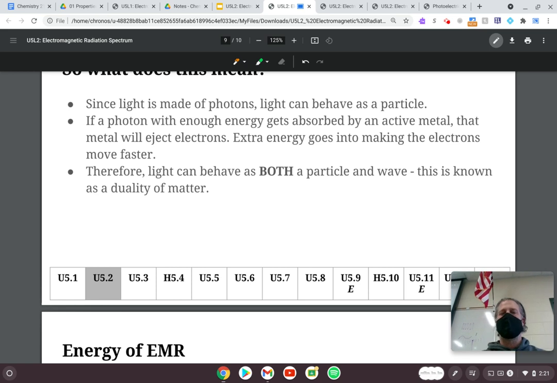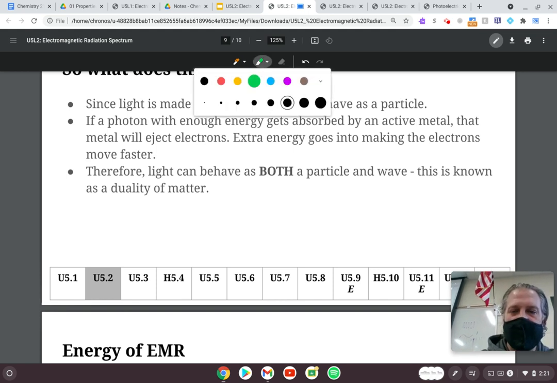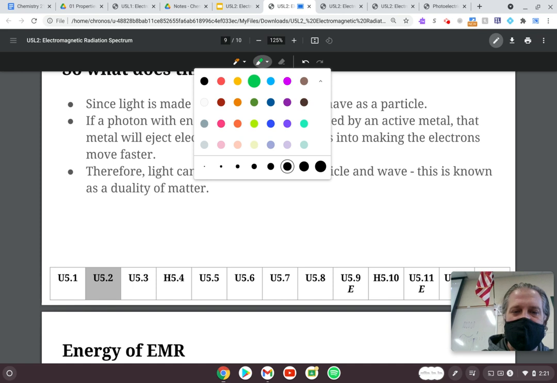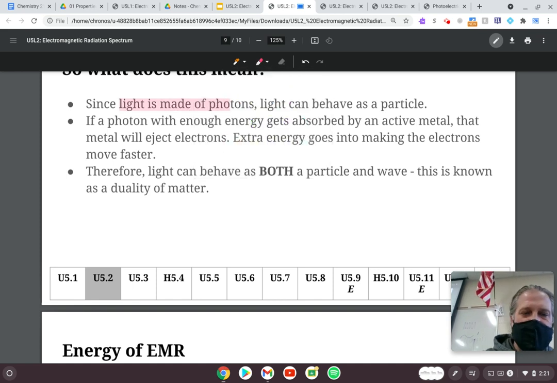And what you need to be able to tell me is that light is made out of photons. Photons are particles. Okay. And then light can behave as a wave also. So light can be both a particle and a wave. You need to be able to tell me that.